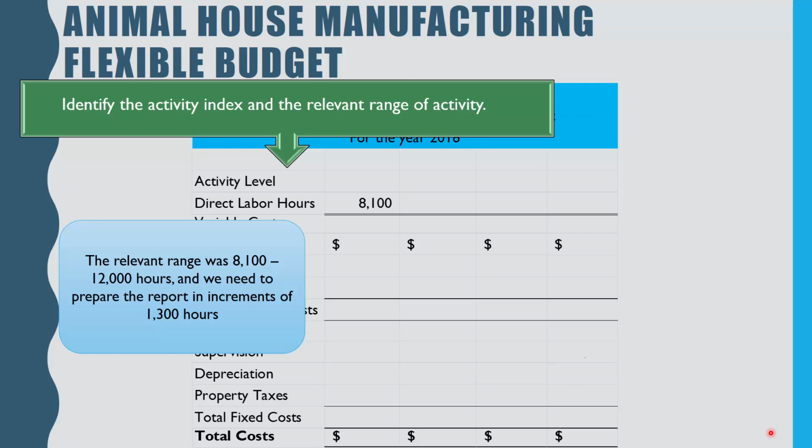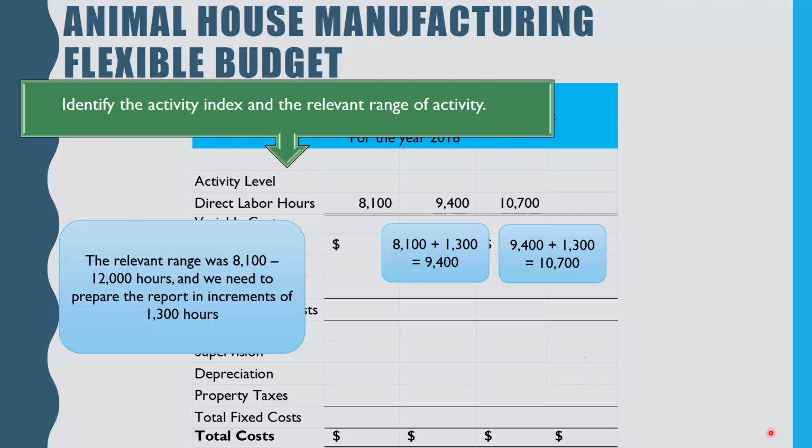So we're going to start with the 8,100. Then we would move on to 9,400, then 10,700. And then our last one would be the 12,000. So now we're going to prepare a budget for each of these levels of activity. These are all budgeted amounts.